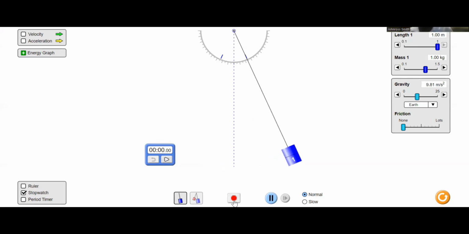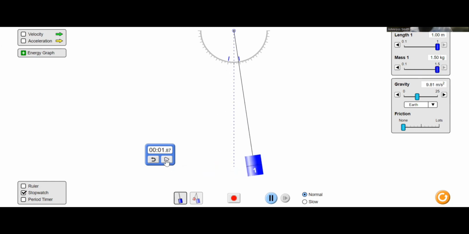Let's do that in practicality, and let's go with a very small mass. All right. We're going to put it at a constant angle of 10 degrees. We're going to release it and we're going to time it when it's on the left side for one oscillation. So that is 1.87. All right. Now we're going to increase it to the maximum mass it gives.